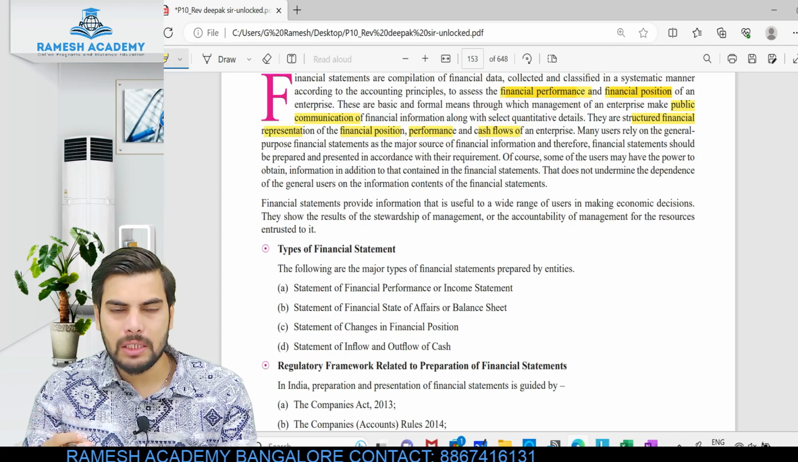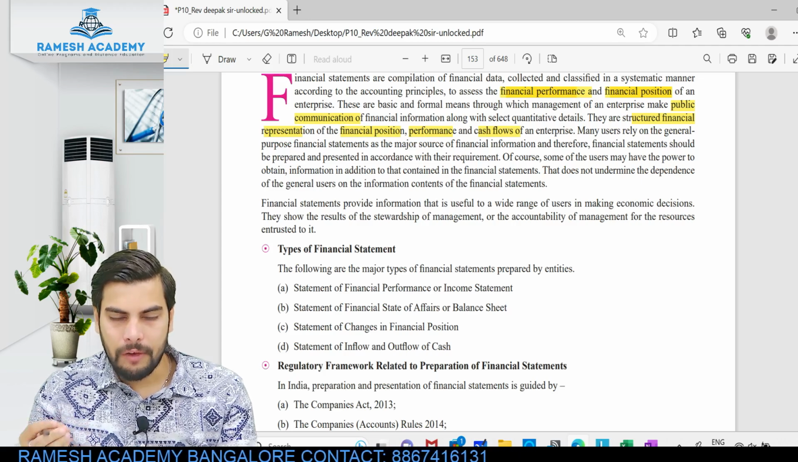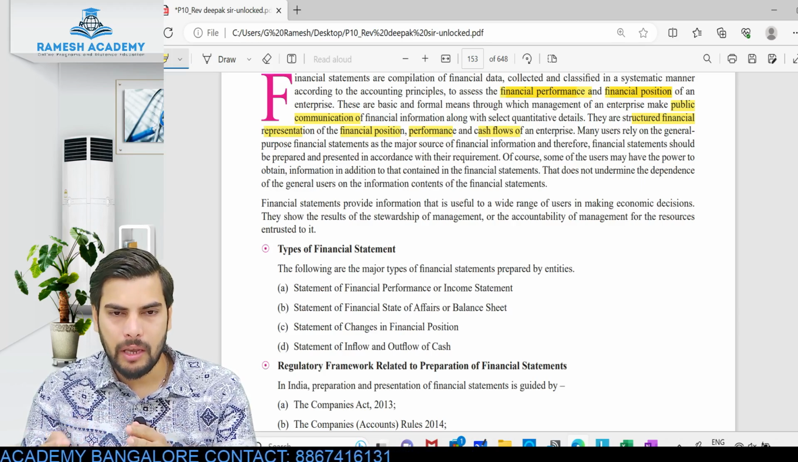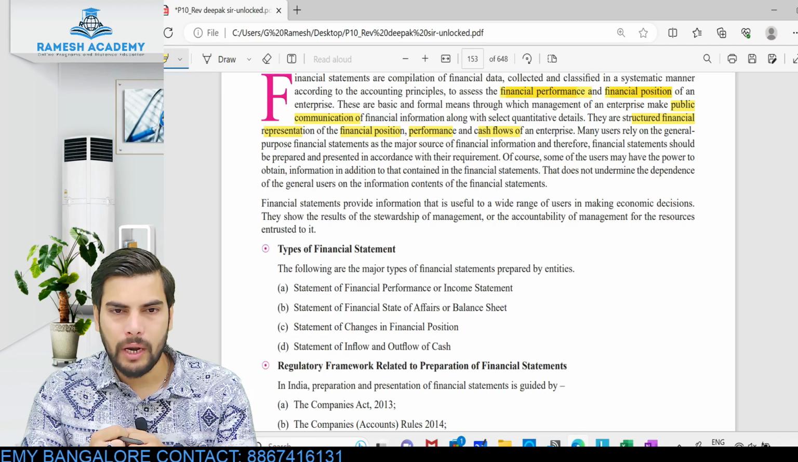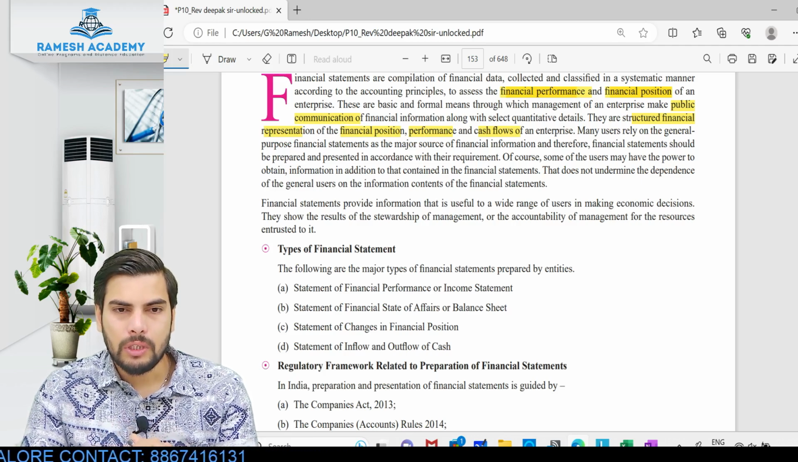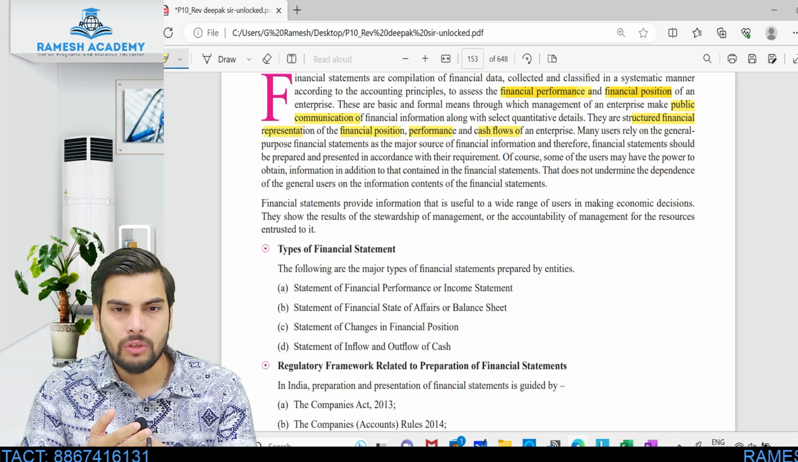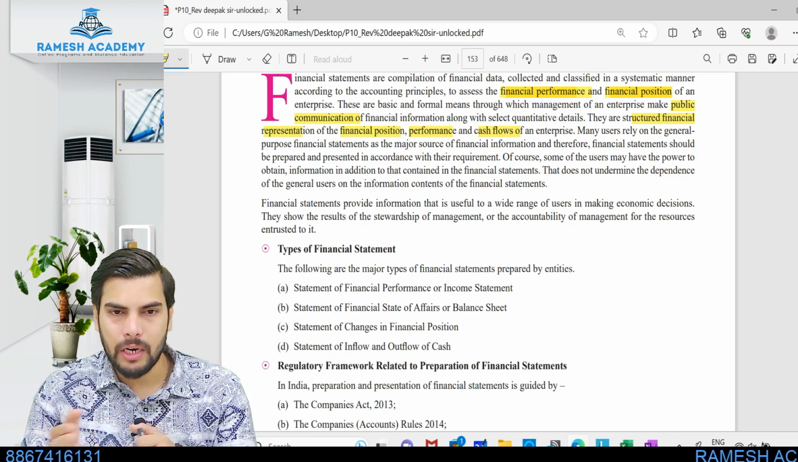Okay, so they show the result of the stewardship of the management. So the financial statements prepared will be showing the efforts of the management. See, although shareholders are the owners, will they be taking an active part in the management? No, right? So they won't be taking an active part in the management of the affairs of the company. So these are entrusted to a separate body called the board of directors. Okay, so they'll be entrusted with the management related activities.